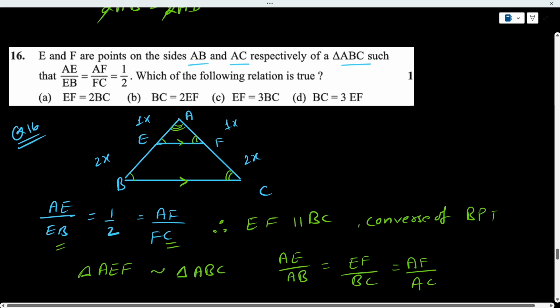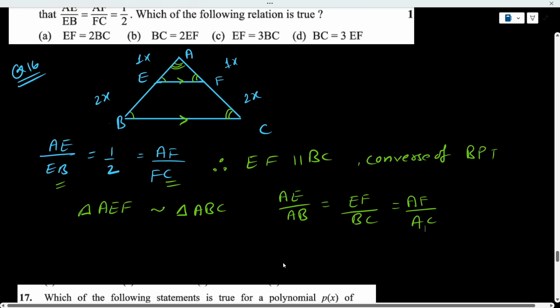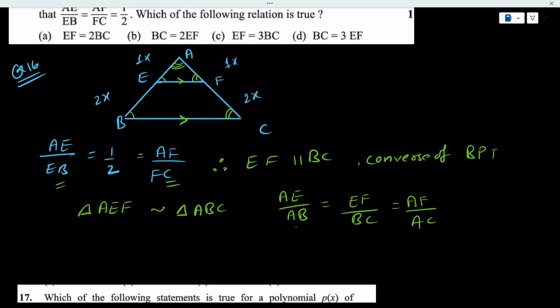If I'm taking A to C, then I'll take A to F. If I'm taking A to E, then I'll take A to B, right? Now, what is given here? It's written AE by EB, right? Now, what is the length of AE? If you see, 1x, or x by AB is total AE plus EB. So will that be 3x?